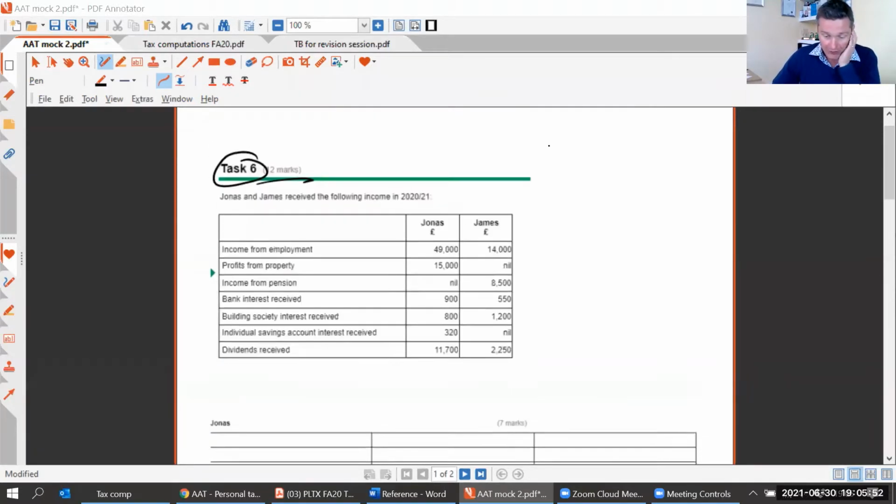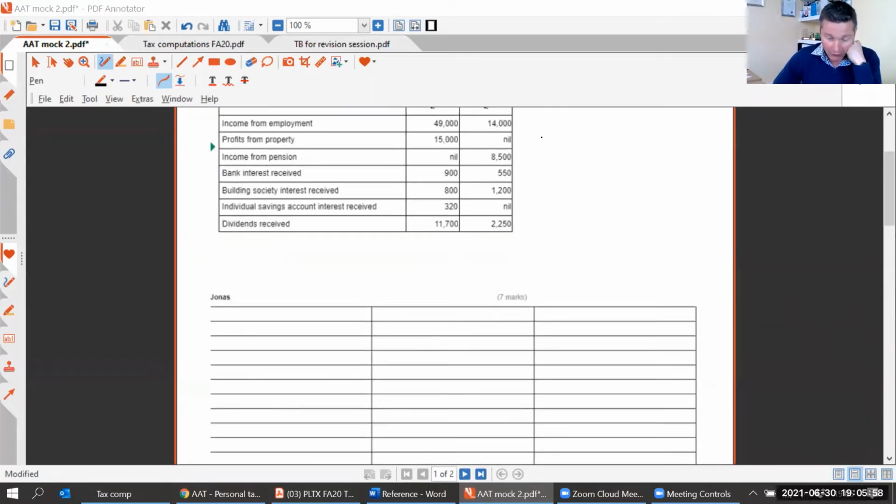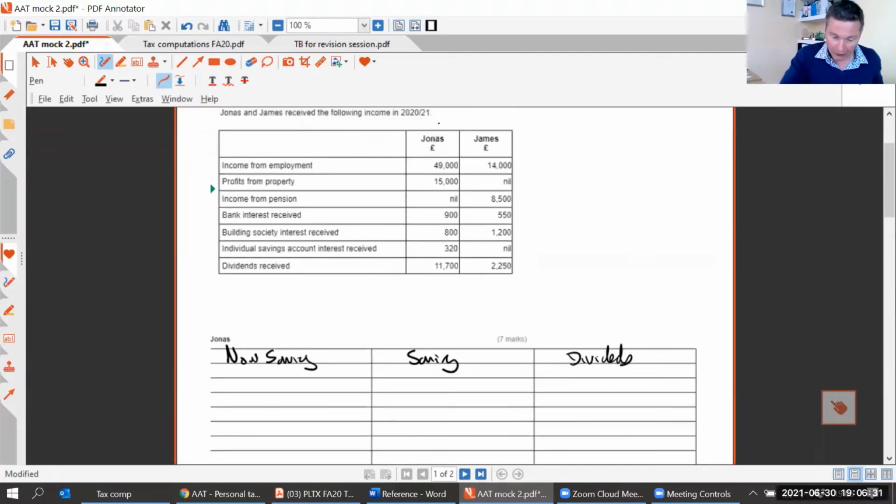This is how the question is written, split into Jonas and James. So we're going to look at Jonas first. He's got income from employment, property, pension income, bank interest received, building society interest, ISA, and dividends. So the way we set it up is the way I would always do it. You've got non-savings, savings, and dividends. I hate these really wide grids we've got here, but I forgot. So looking at Jonas, it's this one here.